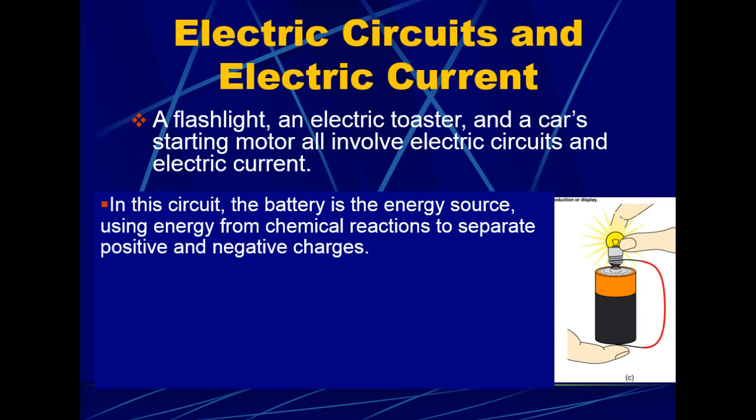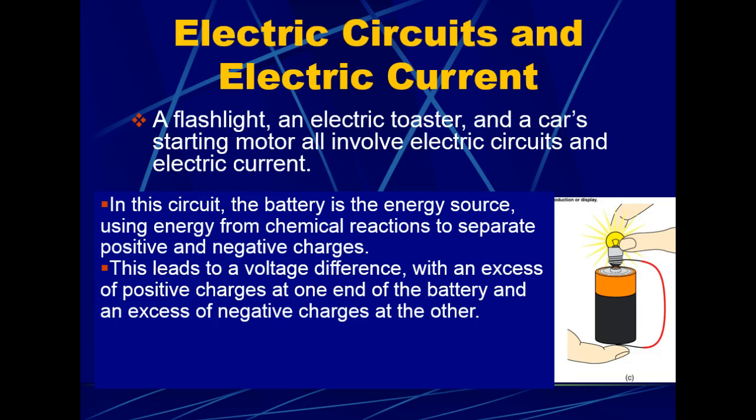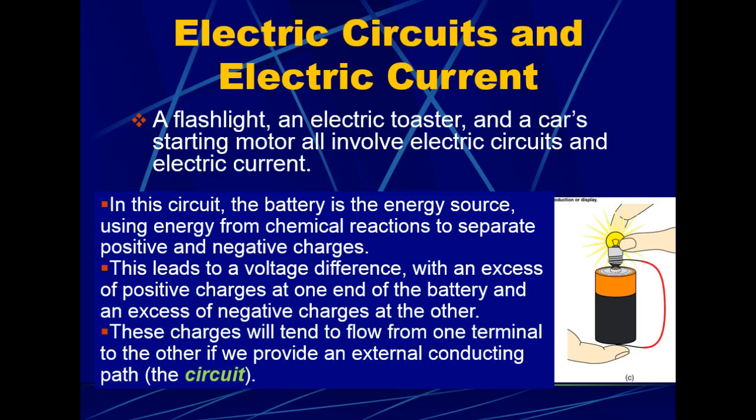So in this particular circuit, your battery is the energy source. There is a chemical reaction that separates positive and negative charges. That leads to a voltage difference with an excess of positive charges on one end and negative charges at the other. If you'll remember, all of our batteries are marked positive and negative for a reason. These charges will tend to flow from one terminal to the other, provided we give them an external conducting path. It can't go inside, it has to go outside and around. That external conducting path is what we will call the circuit.